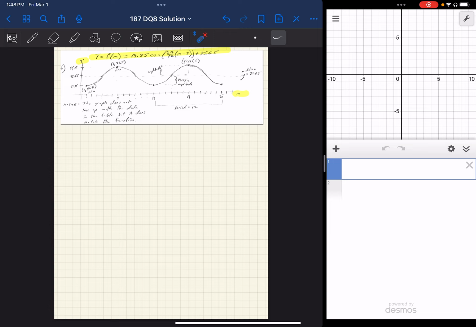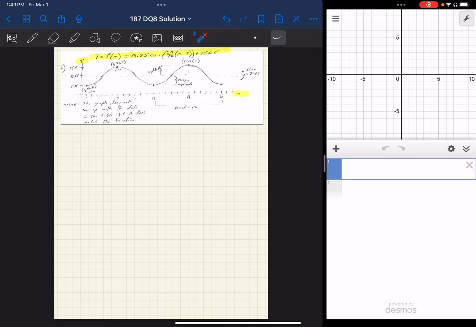Then to get 2 full cycles, I have a period of 12 here, you can see. So from 1 to 13 is 12, 13 to 25 is 12. That's where all my minimum values are. And then my maximum is at 7, so my next maximum would be at 19 over here. I have a midline of 75.65. The midline goes across, and I get the y value of y equals 75.65. That's labeling my midline.